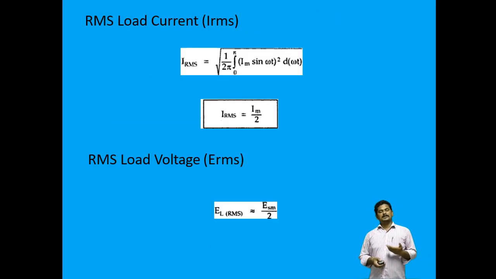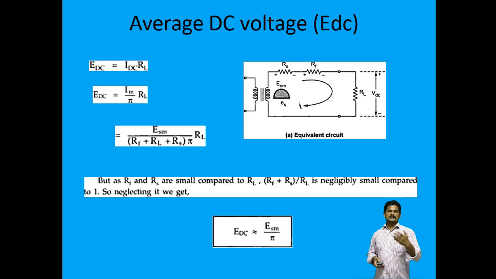So the next part is calculating the root mean square load current, that is the RMS value. The formula for this RMS value is square root of 1 by 2 pi integral from 0 to pi, because your PN diode will allow only 0 to pi, of Im sine omega t whole square d omega t. When we solve this integral equation, we will get the RMS value of the current equal to Im by 2, and the RMS load voltage, that is ERSM, will be equal to ESM by 2.